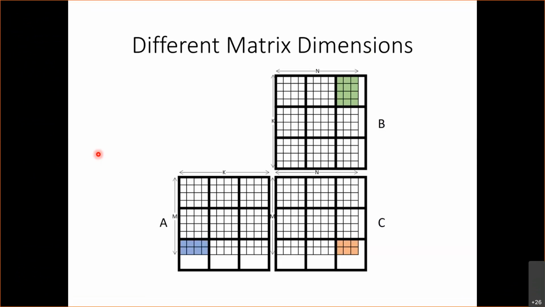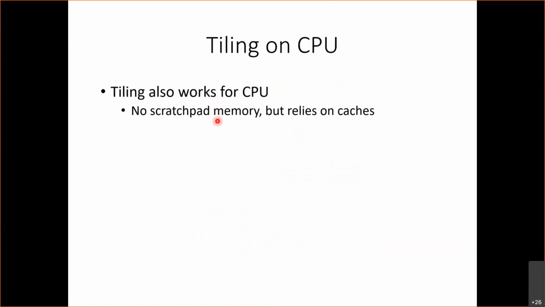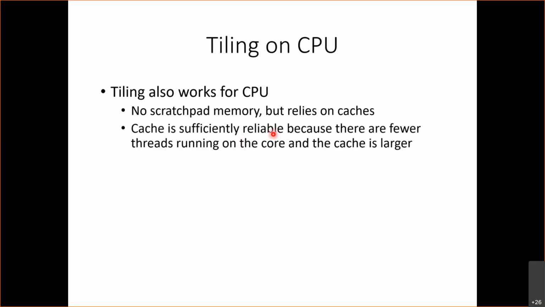Okay, so it turns out that we can actually also do tiling on the CPU. Okay, so tiling also works for the CPU. Now on the CPU, there's no scratch pad memory. However, tiling is frequently applied on the CPU and it relies on the caches. Why is it on the CPU I can rely on the caches for tiling? There are fewer caches, fewer threads. Right, exactly. So the cache is sufficiently reliable on the CPU because there are fewer threads running.